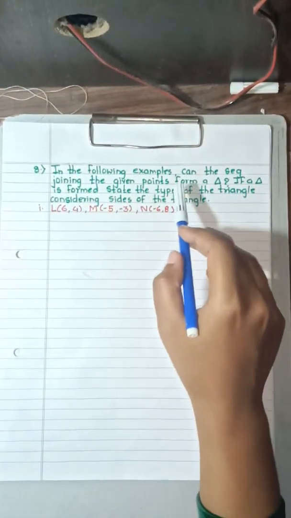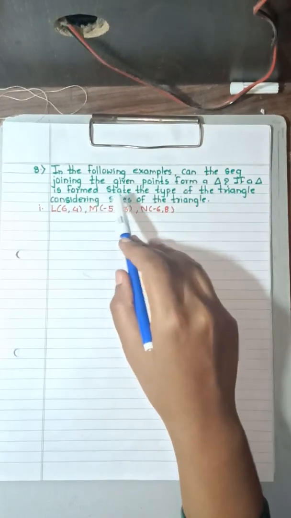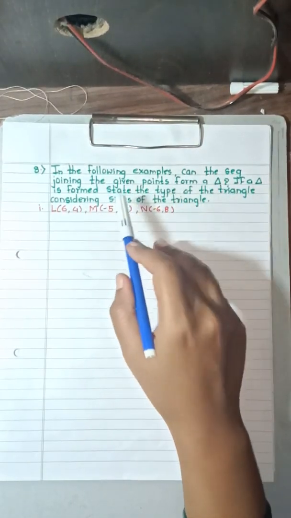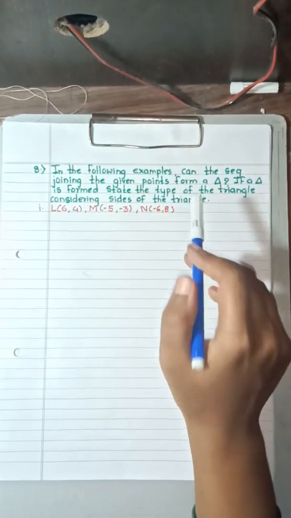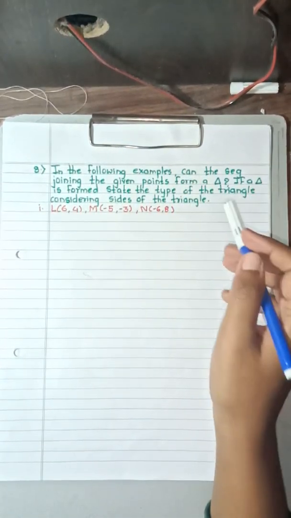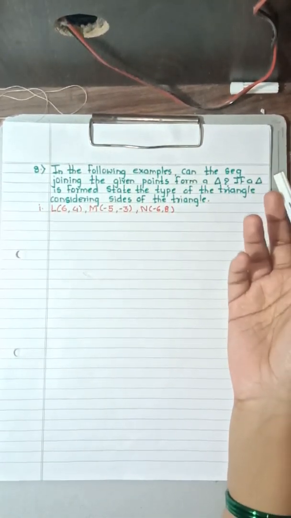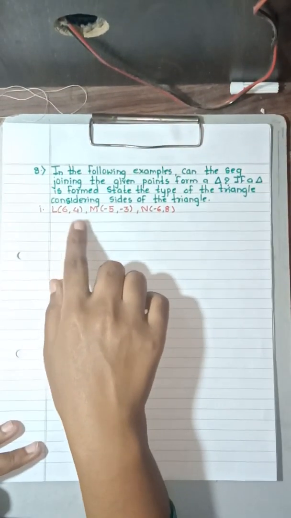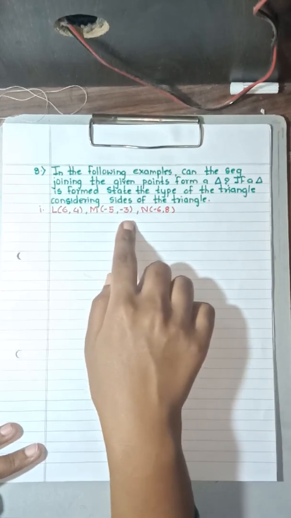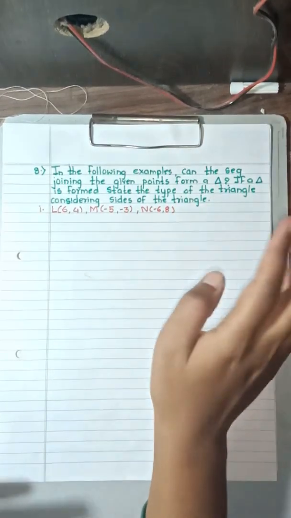In the following examples, can the segments joining the given points form a triangle? If a triangle is formed, state the type of the triangle considering the sides of the triangle. So the first one, they have given coordinates L(6, 4), M(-5, -3), N(-6, 8).